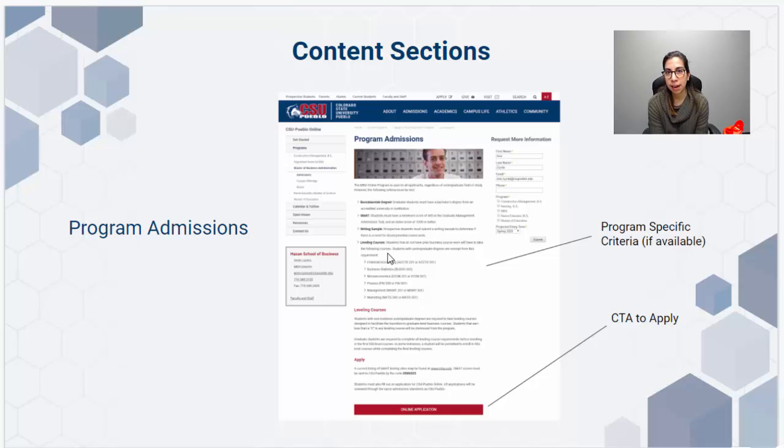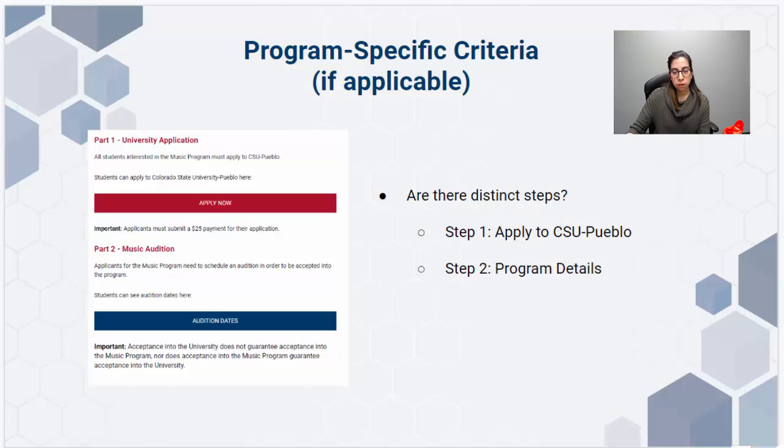Now, the next page that we're going to tackle is the program admissions. So these are admissions specific to your program and not to the CSU Pueblo admissions, which is what people access on the blue bar menu at the top of the website. This program specific admissions page came about because we realized some programs have different admissions criteria.